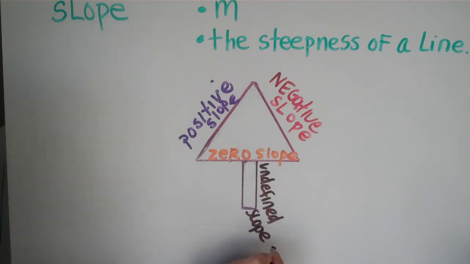Okay, so that little tree is kind of a good visual to help you remember the different types of slope. And that's it. Those are the 4 different types of slope.